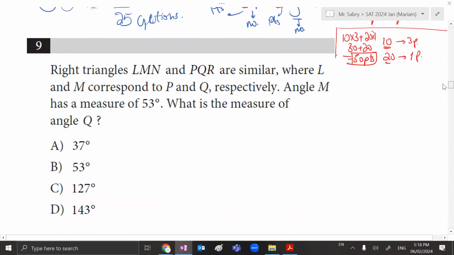Okay. Now right triangles LMN and PQR are similar, where L and M correspond to P and Q, respectively. Angle M has a measure of 53 degrees. What is the measure of angle Q? What do you think and what would you do?